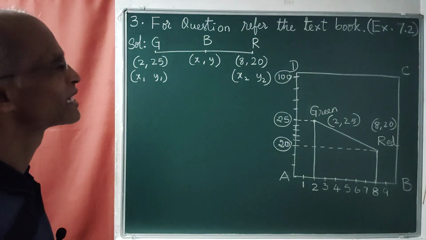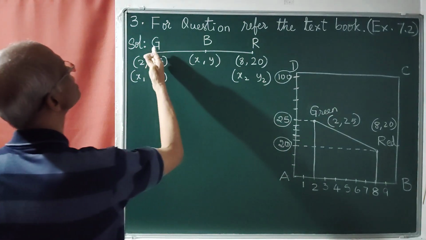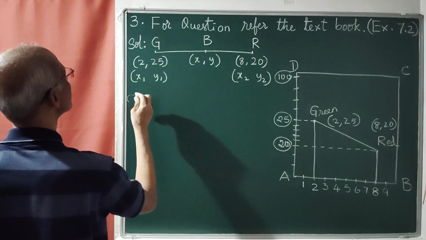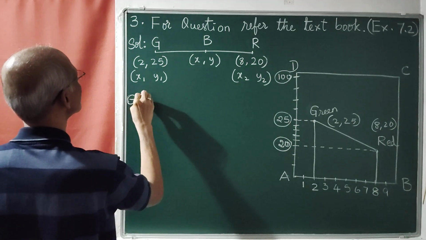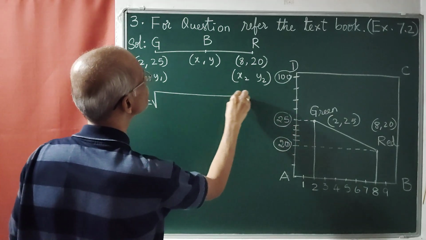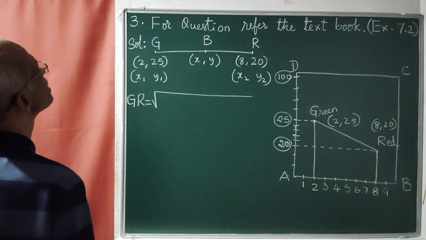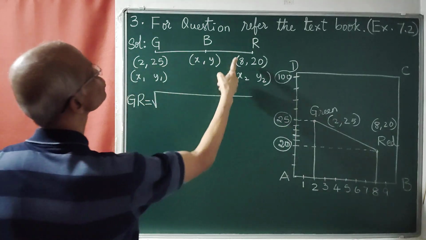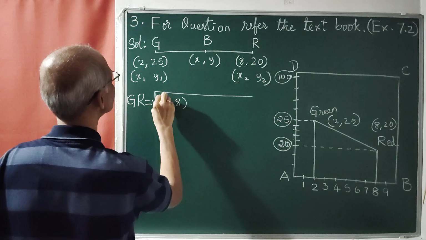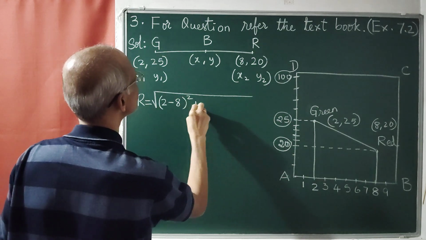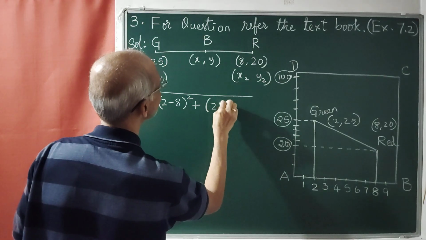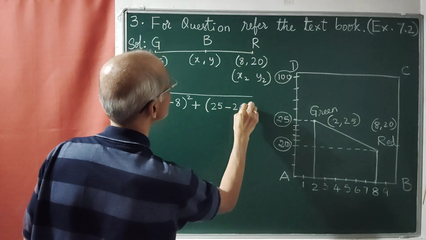First, we have to find out the distance between the two flags, that is GR. We have to find distance GR. So GR is equal to root of (x1 minus x2) whole square, 2 minus 8 whole square, plus (y1 minus y2) whole square, 25 minus 20 whole square.